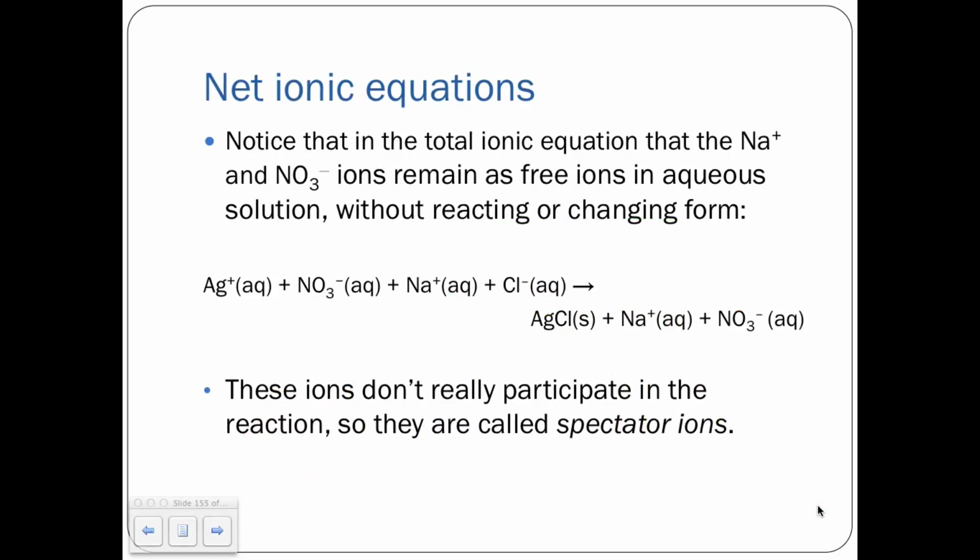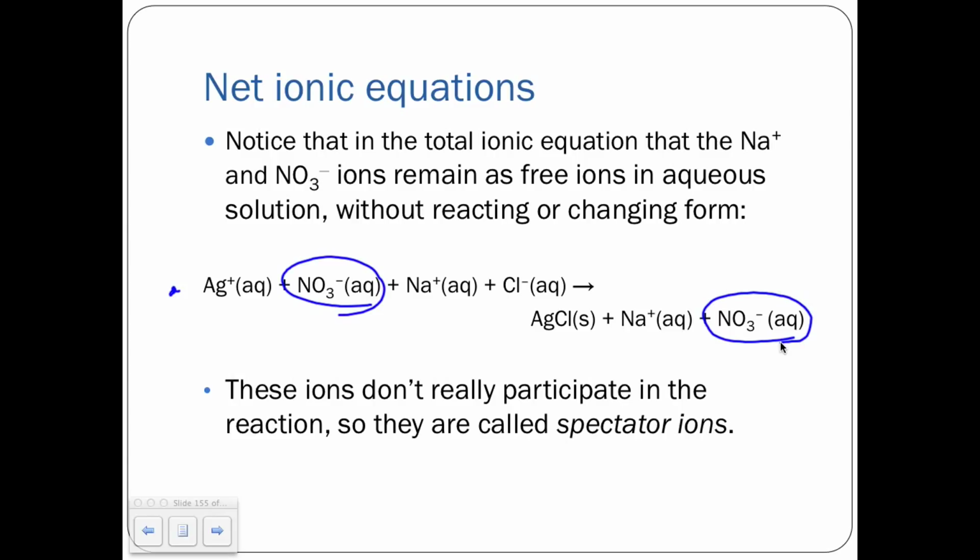So, I want you to notice something. In this total ionic equation, the one I have still written down here, look at the Na plus, the sodium ions, and the NO3 minus, the nitrate ions. So look at the nitrate NO3 ion on both sides. It's a nitrate ion on both sides here. It really hasn't changed its position.